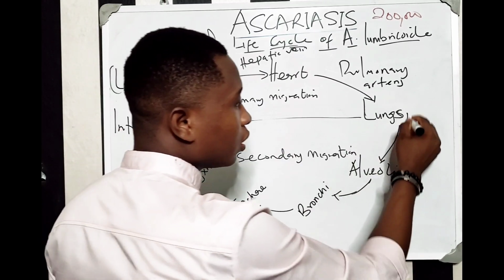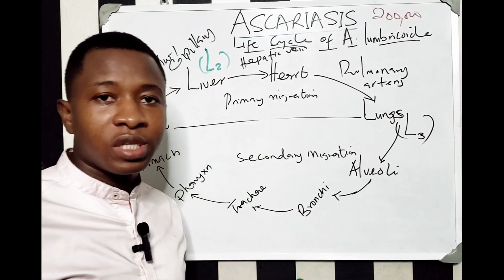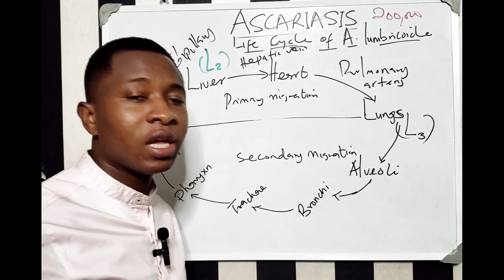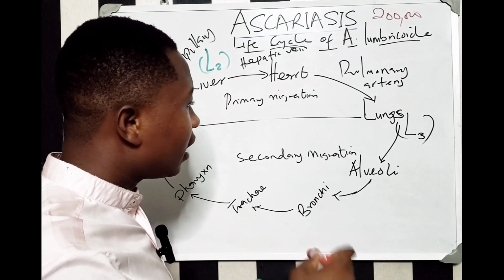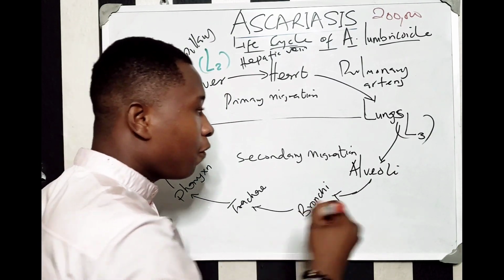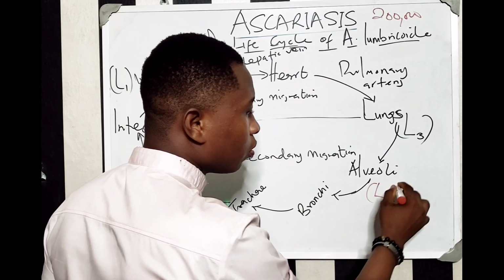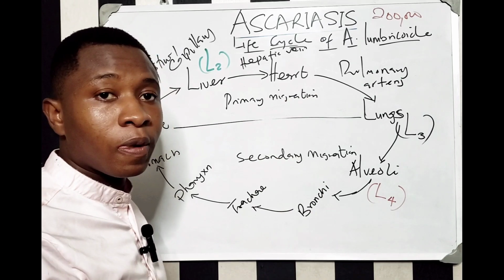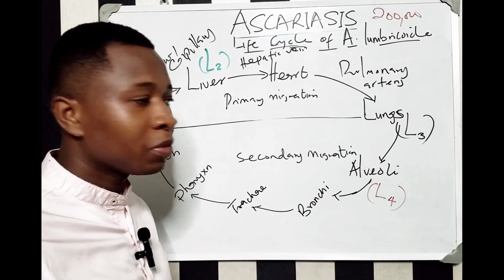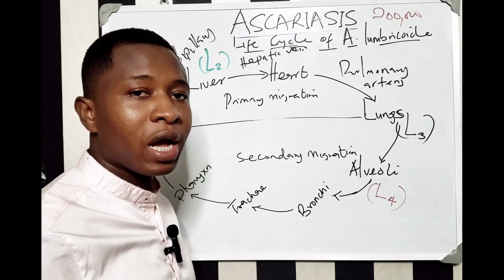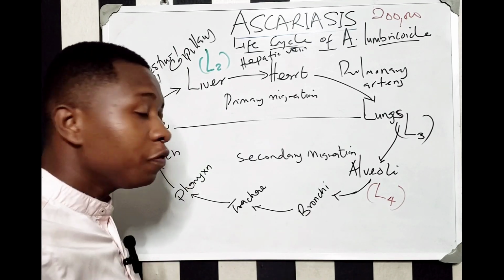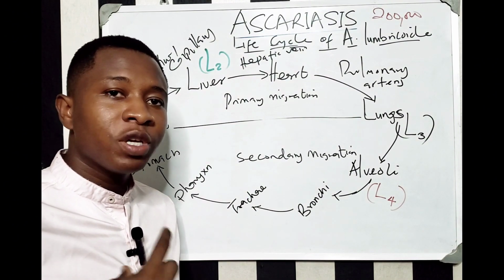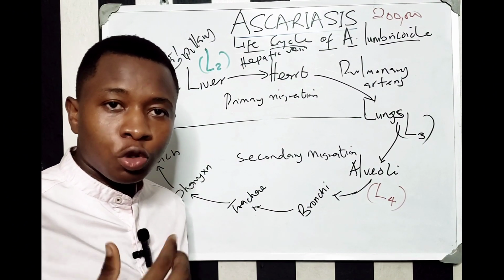Now on getting to the lungs, it forms the larva 3, which is the third stage of the larva. Now from the lungs, it moves to the alveoli. Now in the alveoli, it forms the larva 4, which is the last stage of the larva. Now in the alveoli, it moves to the bronchi. From the bronchi, it moves up to the trachea. Now when it gets to the trachea, you begin to feel a sensation of coughing. You just want to cough.